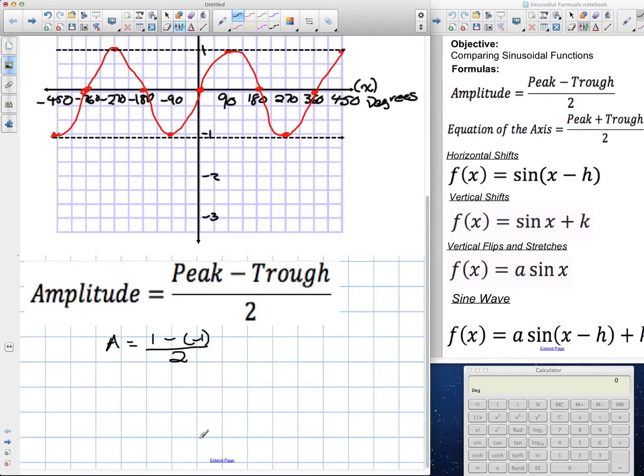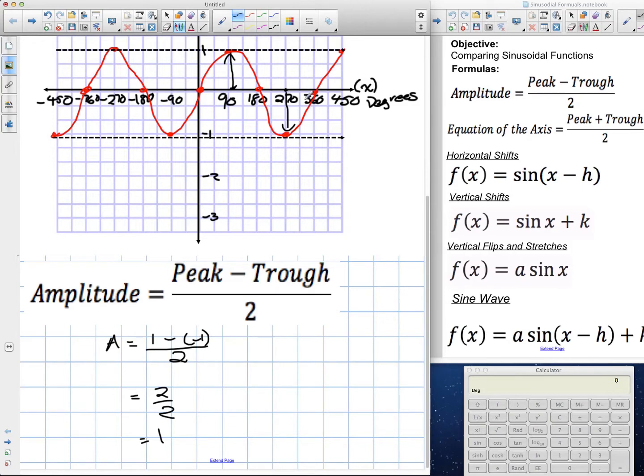divided by 2. Okay? When we subtract this, that's like adding 1. Two negatives beside each other, it's like 1 plus 1. We get 2 over 2, which equals 1. So the amplitude is 1. And what they're saying is that's the distance from the middle of this equation. It takes 1 unit upwards and 1 unit downwards. That's what the amplitude is considered.